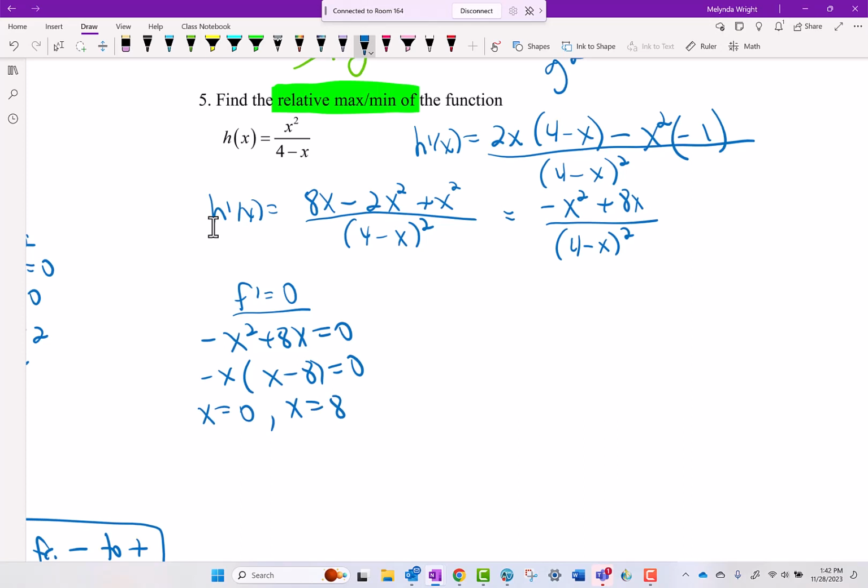Okay, so now here's something really important. I'm going to start this up where f prime is undefined. This is what we would do, and I would set the bottom equal to 0. I would square root both sides, so 4 minus x equals 0, so x is 4. But what I want to talk about here is this is really not a critical number. This is an imposter.